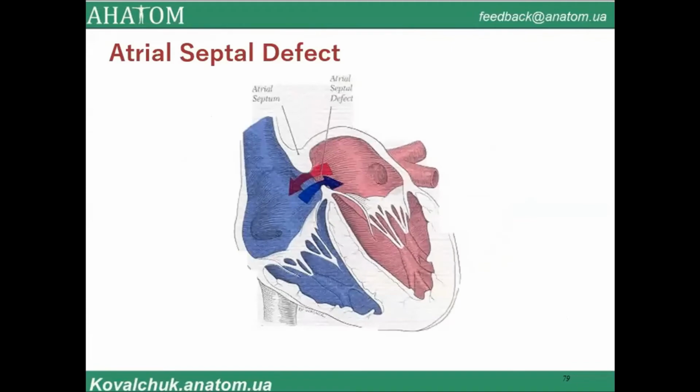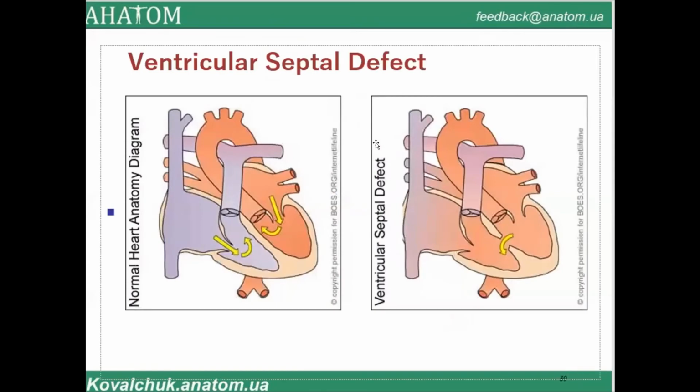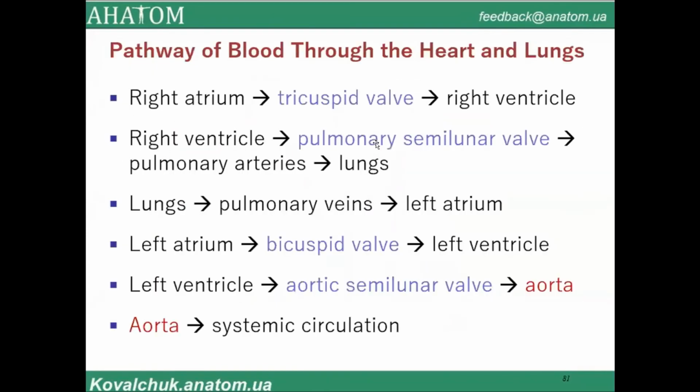Atrial septal defect. It's when there is an opening between the two atria. In the norm, this opening is present only in a fetus. After birth, this structure closes, and in some variants, with a septal defect, a connection may be present between the right and left atrium. It's very bad for normal circulation, with a big portion of oxygen in the blood, and septal defect.